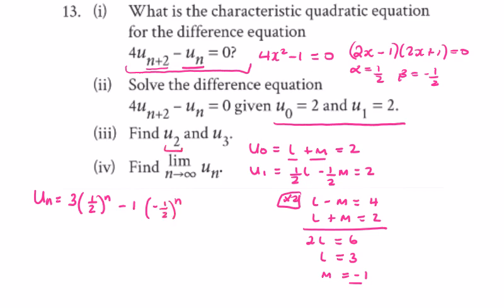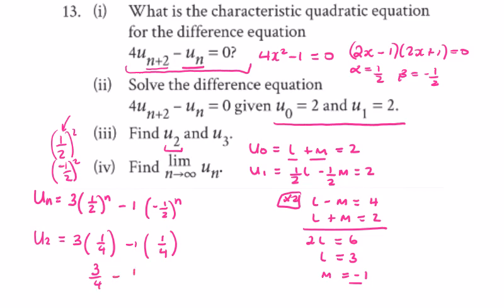I have to find u2 and u3, so put 2 in for n. We get 3 times a half to the power of 2, which is 1 over 4. Minus 1 times minus a half squared is going to be positive, so it's going to be 1 over 4 as well. So that's 3 over 4 minus 1 over 4, which is equal to 2 over 4, which is a half.